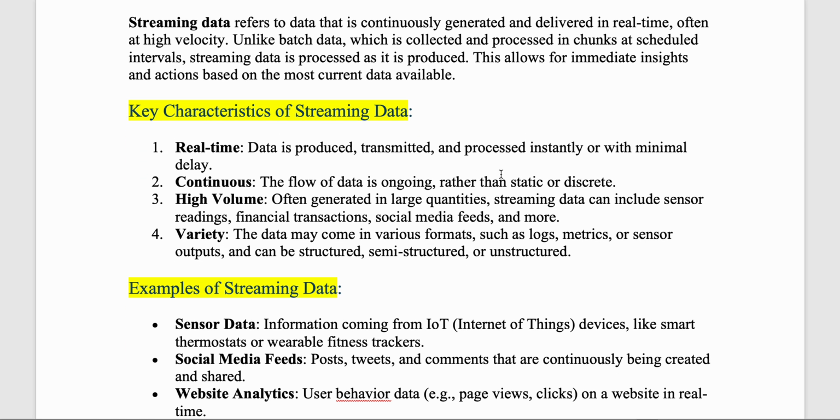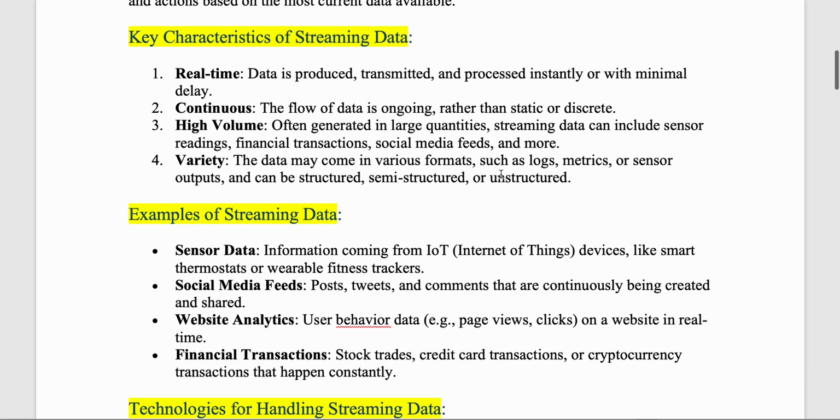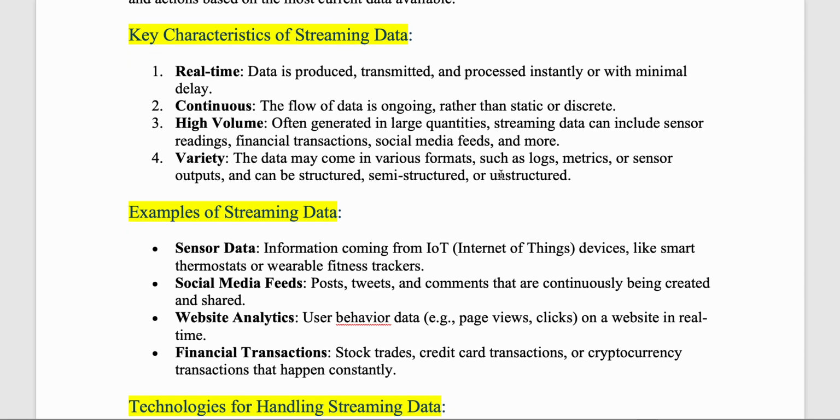An example of streaming data is sensor data: information coming from IoT sensors and devices like smart thermostats or wearable fitness trackers, such as watches. Whatever data is generated from those, you have to analyze in real time. How you consume the data, how you transmit it to the destination, and whatever analytics you get from the data, you have to display that also.